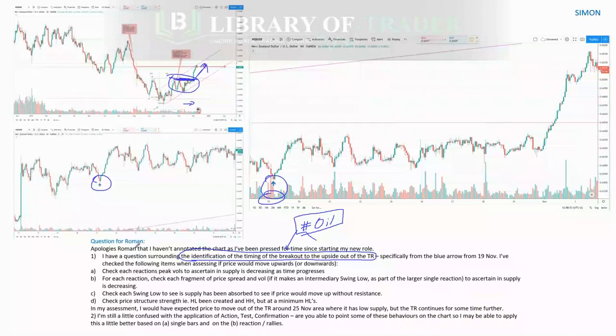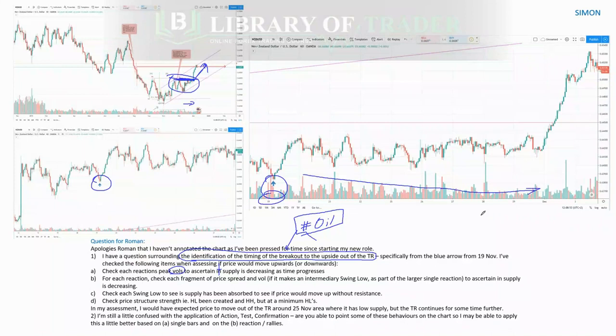I've checked the following items when assessing if price would move up or downwards. Check reactions' peak volumes to a certain in supply if supply is decreasing as time progresses. Okay. So we're looking for the diminished volume characteristics and diminished supply characteristic. Correct.